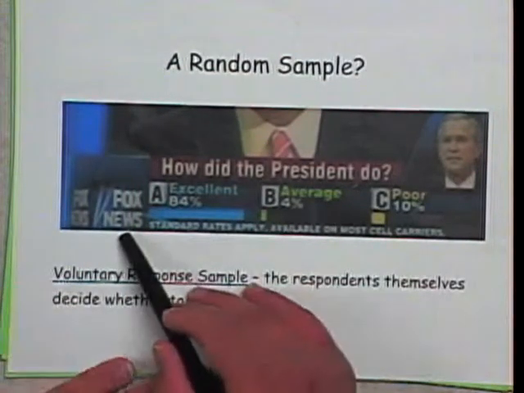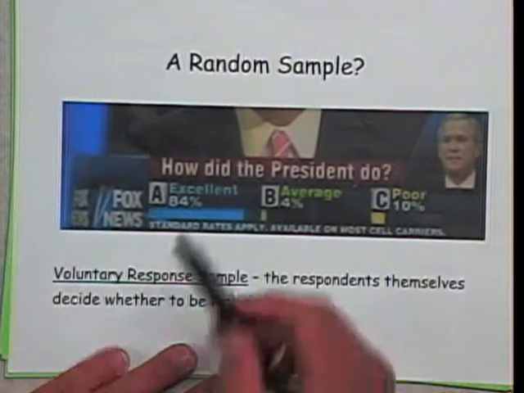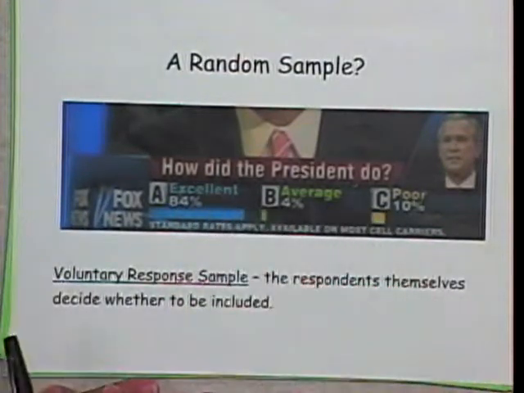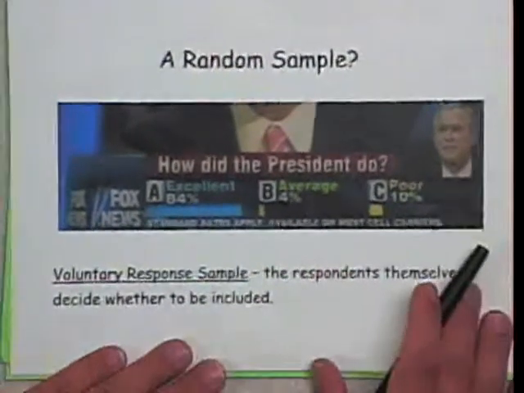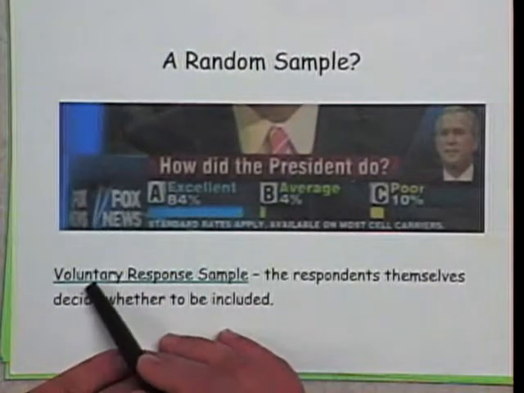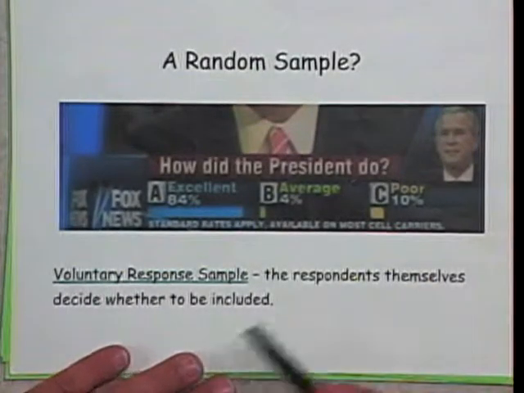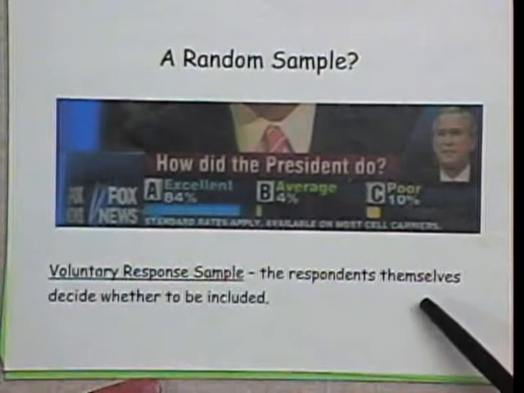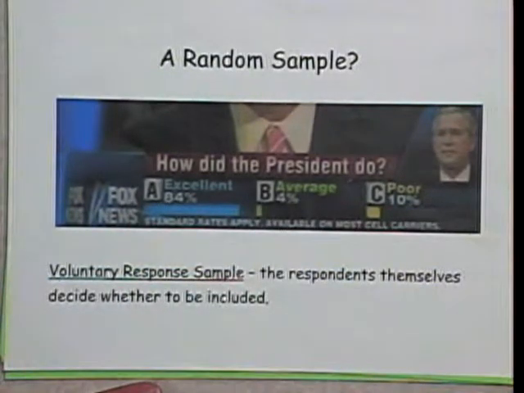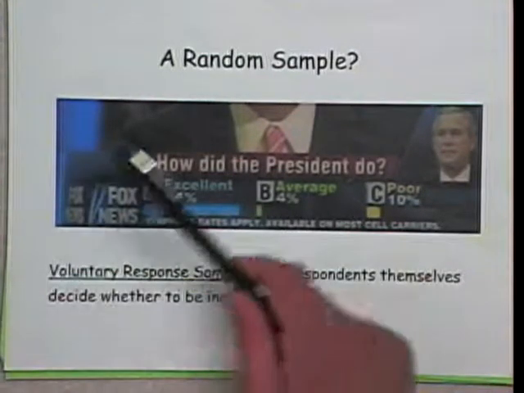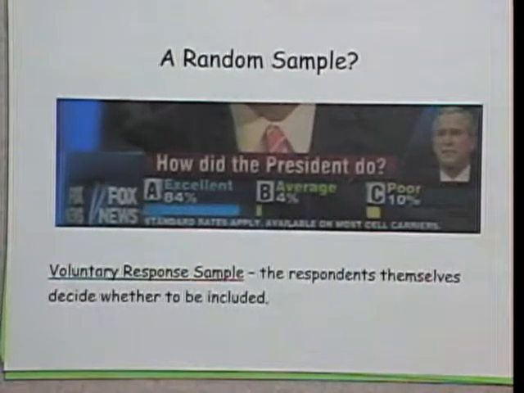If you know that it's a Fox News poll, then we should just know that these are not going to necessarily reflect the entire population. This kind of sample is called a voluntary response sample, and it means that the respondents themselves decide whether to be included. Sometimes they call that a self-selection sample. So it means that people aren't randomly selected. It means that the people decide themselves to be in the sample.